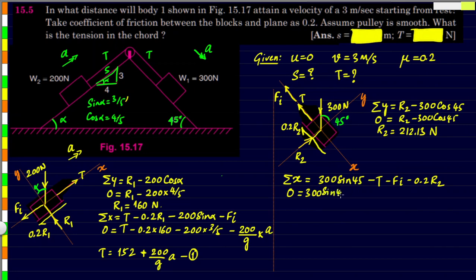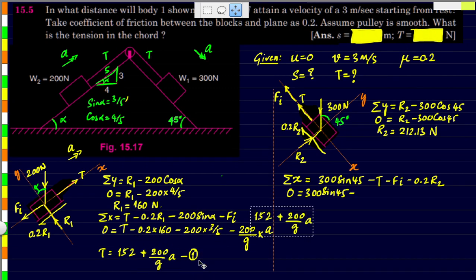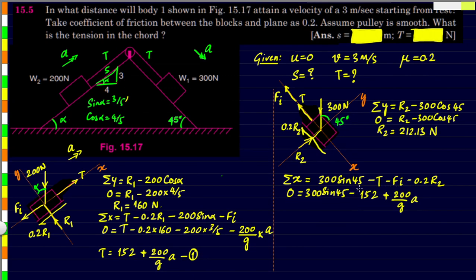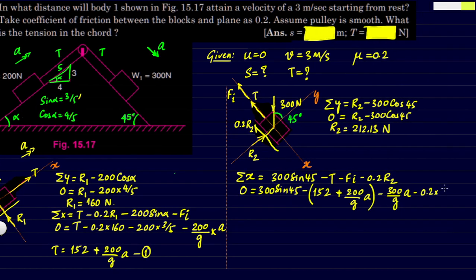Let us substitute whatever other values we know. So let's keep this as it is, minus tension. So we know the tension formula from our previous equation here. Let us substitute that. Of course there's going to be a bracket here, minus Fi. So for Fi we'll have to take mass of the second object, that is 300 by g, multiplied with the acceleration, and finally we have minus 0.2 times R2. Now R2 we have found to be 212.13. So let's take all these values. You can see that only a is the unknown over here, and remaining everything is known.